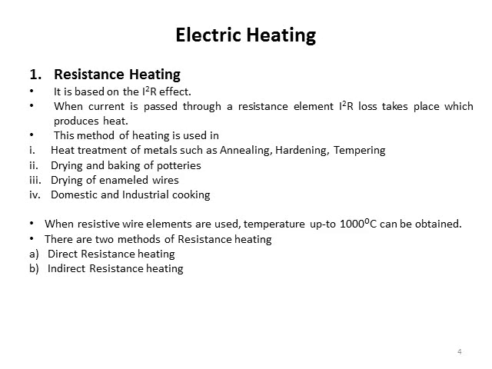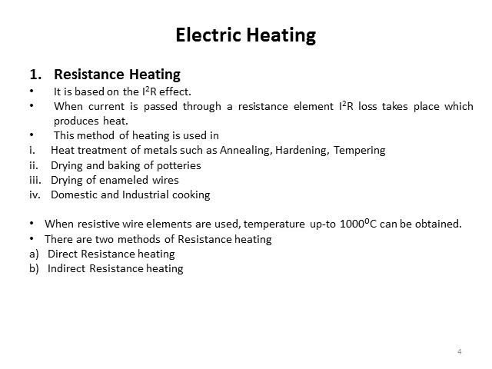Resistance heating is based on the I square R effect, where I is the current and R is the resistance. When the current is passed through a resistance element, I square R losses take place, which produce heat. This method of heating is used in heat treatment of metals such as annealing, hardening, tempering, drying and baking of potteries, drying of enameled wires, and domestic and industrial cooking. When resistive wire elements are used, temperatures up to 1000 degrees Celsius can be obtained.